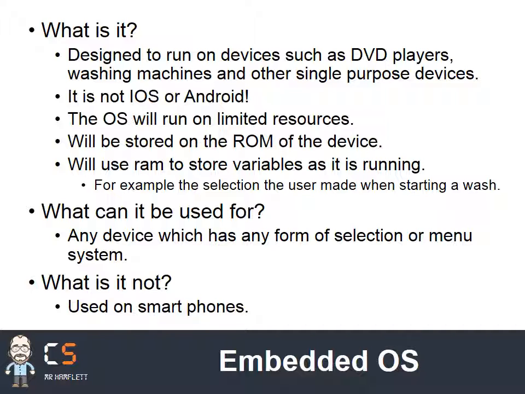So with these little devices, such as washing machines or DVD players, will have RAM to store variables as it's running. So for example, in a washing machine, when I select a program before I start my wash, it needs to remember the program I've selected. If I'm on a DVD player, it needs to know what chapter I've selected, where it is currently at the moment. So it has little variables which we'll use as it's going along, and so we'll have a very small amount of RAM. So it can be used for any device which has any form of selection. So I can select a program on a washing machine. I could have a menu system, say on a DVD, but it's not what we use on smartphones.